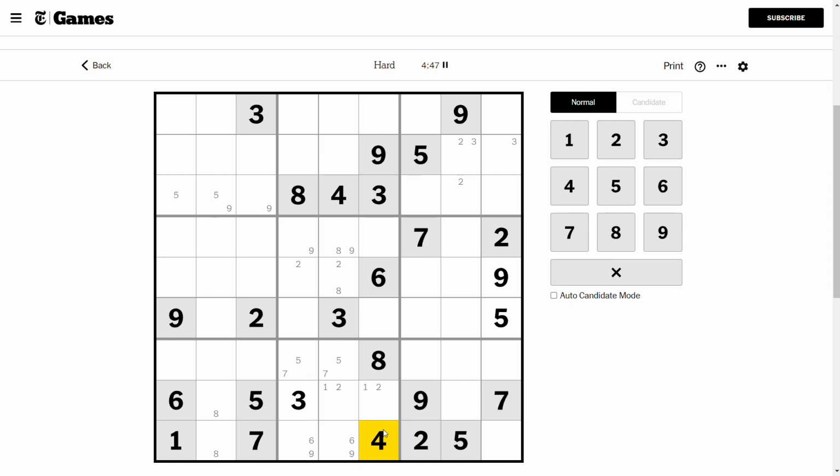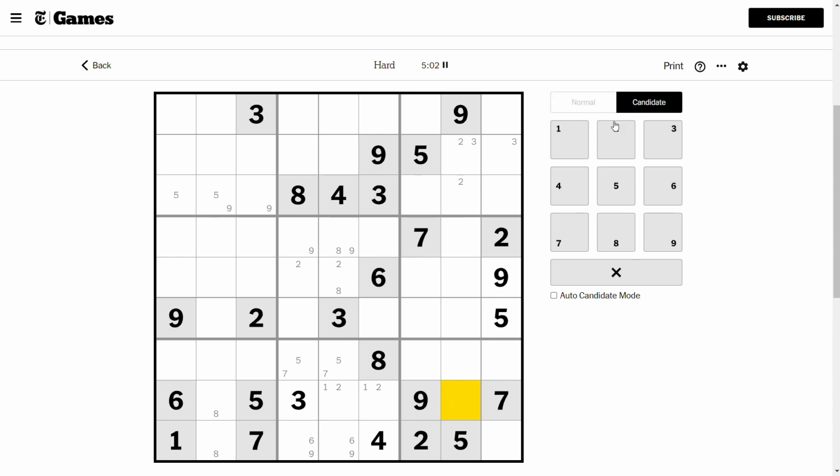Okay. This 1-2 pair means that this is also a pair, 4 and 8. Alright. Then this is a pair as well, 3 and 8. Okay.